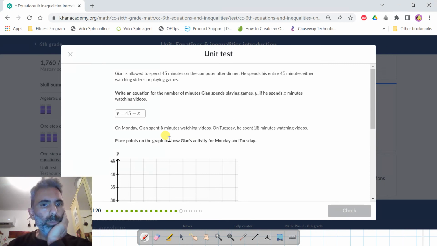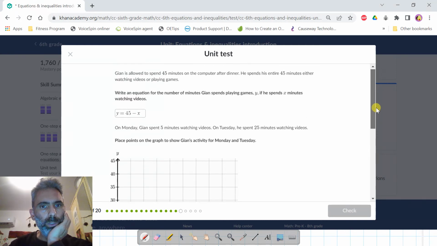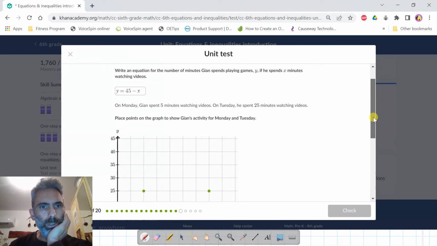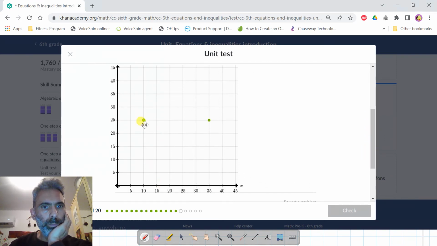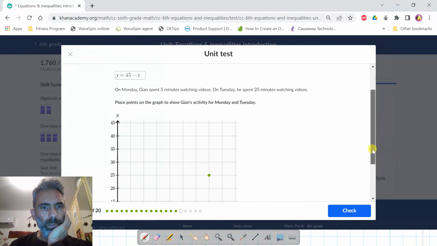On Monday, Jian spent 5 minutes watching videos. So x represents the number of minutes he watched videos. The first point, x is 5.